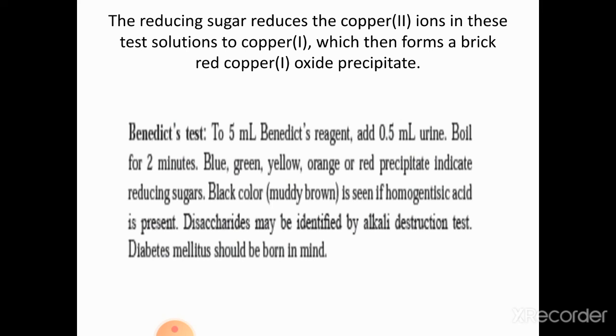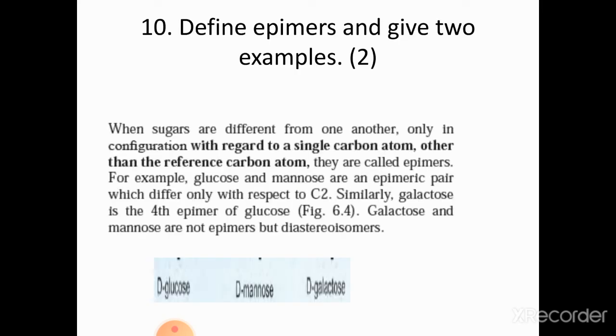Next question, define epimers and give 2 examples. When sugars differ from one another only in configuration with regard to a single carbon atom other than the reference carbon atom, they are called epimers. For example, glucose and mannose. Epimers of D-glucose are D-mannose and D-galactose.